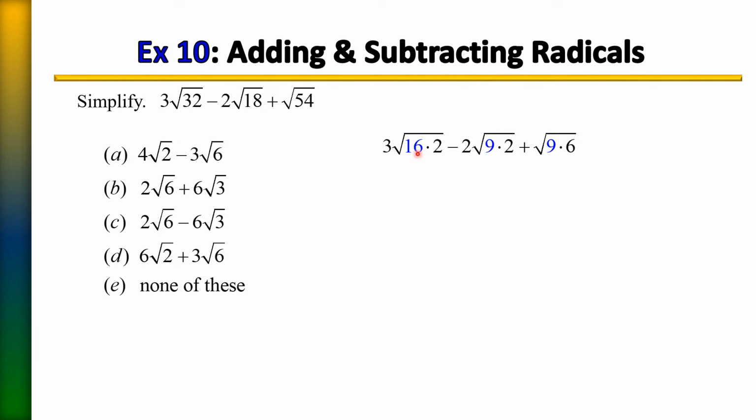The square root of 16 is 4. What do I do with that 4? Multiply it with the 3 on the outside. The square root of 9 is 3. What do I do with that 3? Multiply it with that negative 2 on the outside. So you're going to go ahead and do that process and multiply the numbers. So the first term is going to leave you with 12 radical 2, and then negative 6 radical 2.